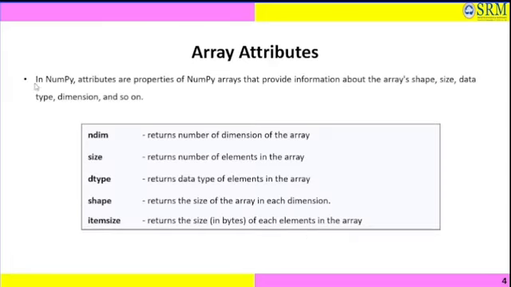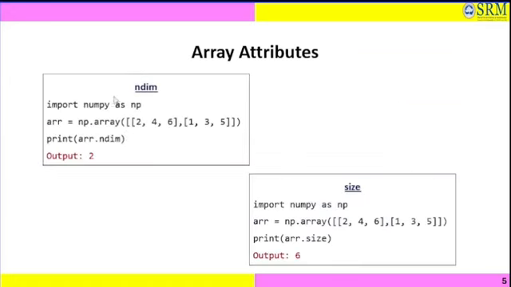Array attributes. In NumPy, attributes are properties of NumPy arrays that provide information about the array's shape, size, data type, dimension, and so on. ndim returns number of dimensions of the array. Size returns the number of elements in the array. dtype returns the data type of elements in the array. Shape returns the size of the array in each dimension. Itemsize returns the size in bytes of each element in the array.